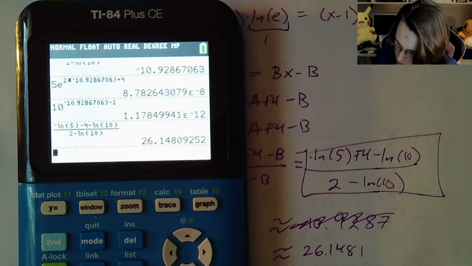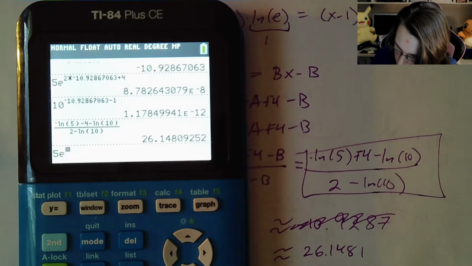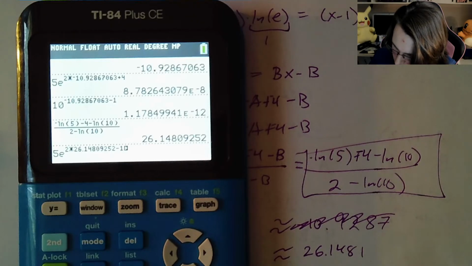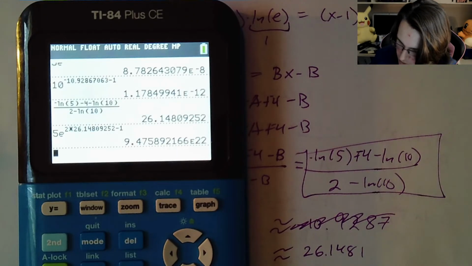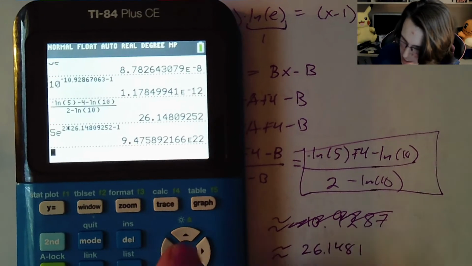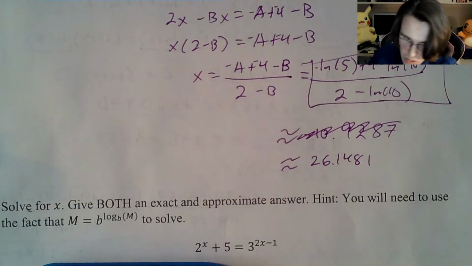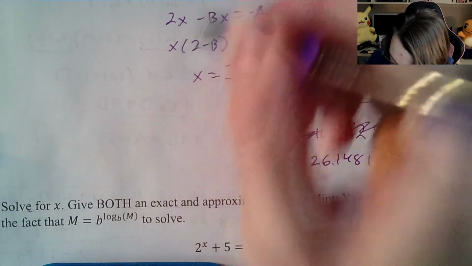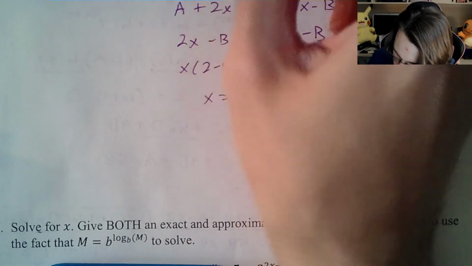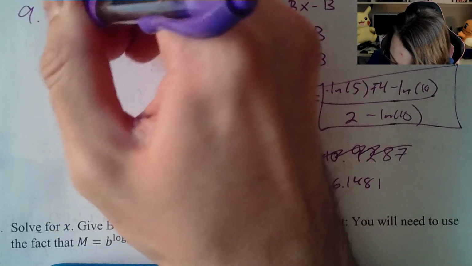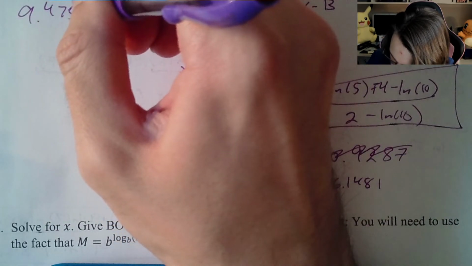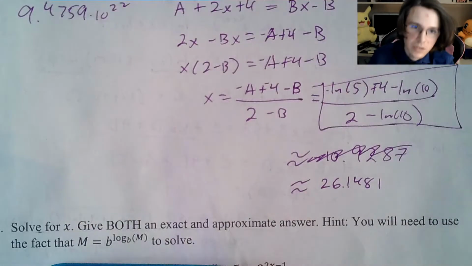So the same exact thing. 5 e to the power 2 times this bad boy minus 1. And it turns out that this is 9.47 times 10 to the 22nd power. That's a really, really big number. So this guy right here at the top is 9.4759 times 10 to the 22nd. So that's what this guy is.